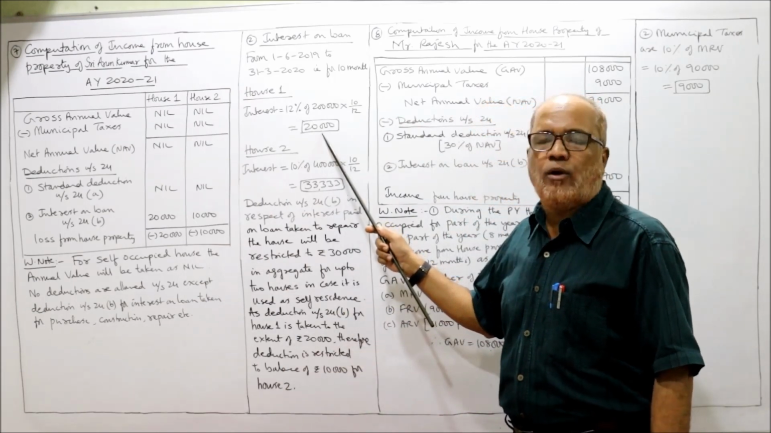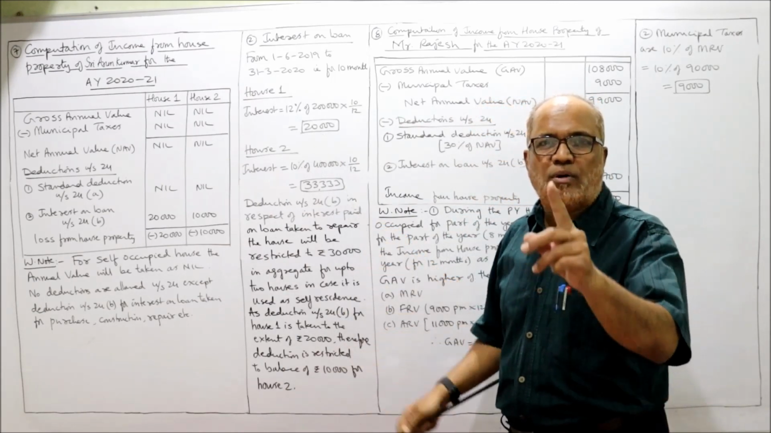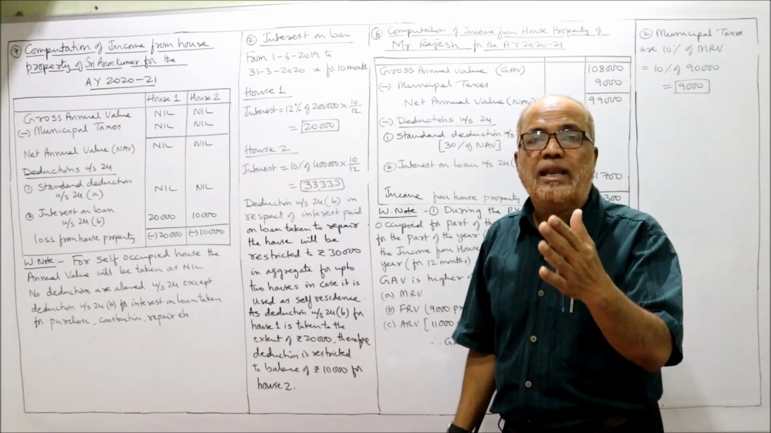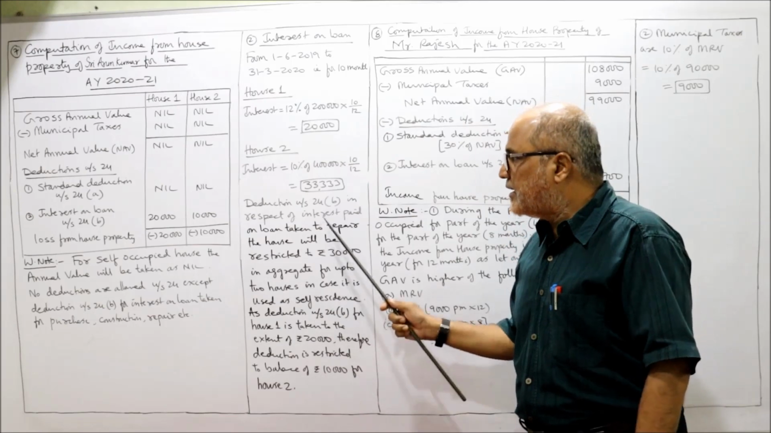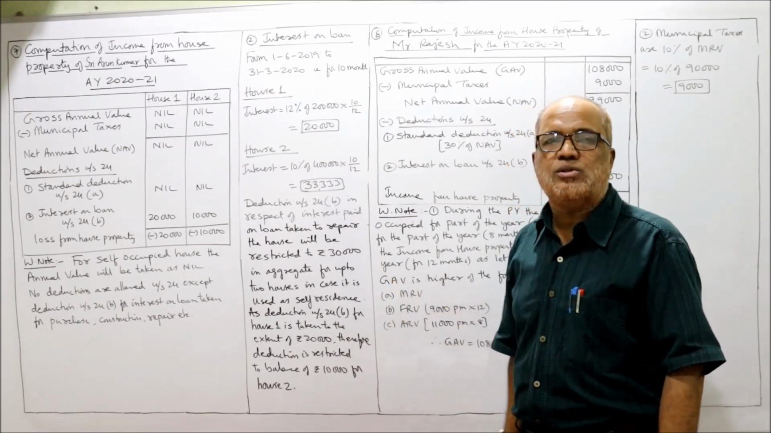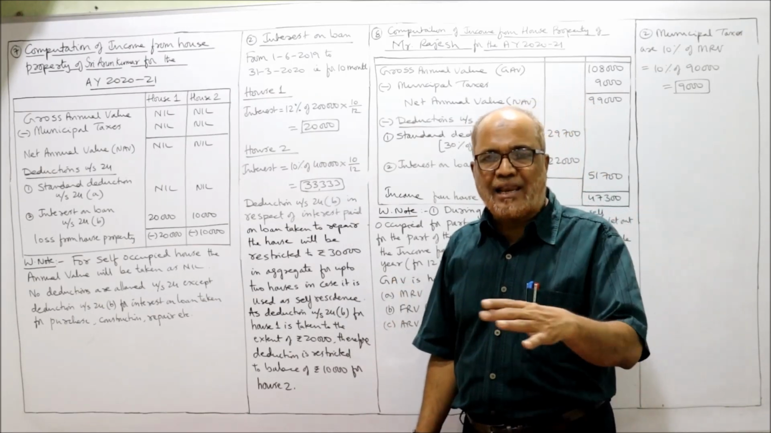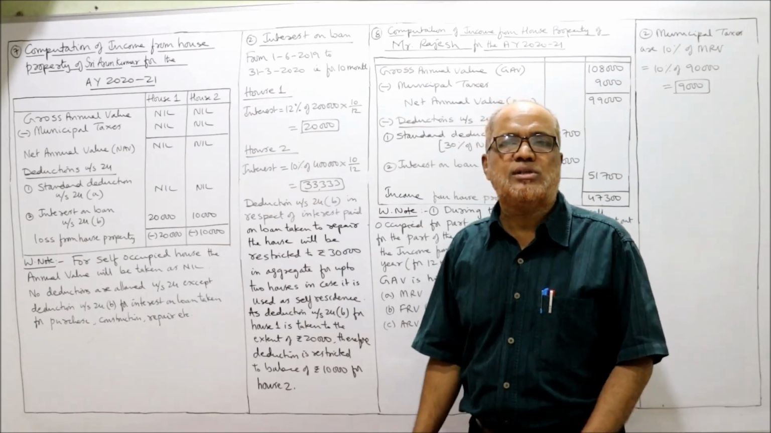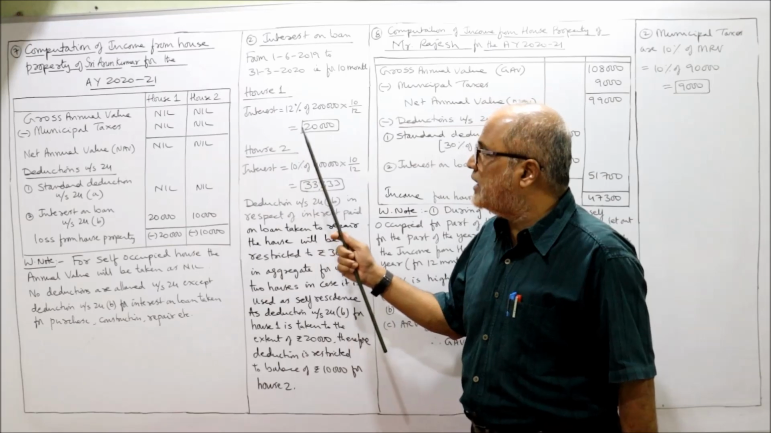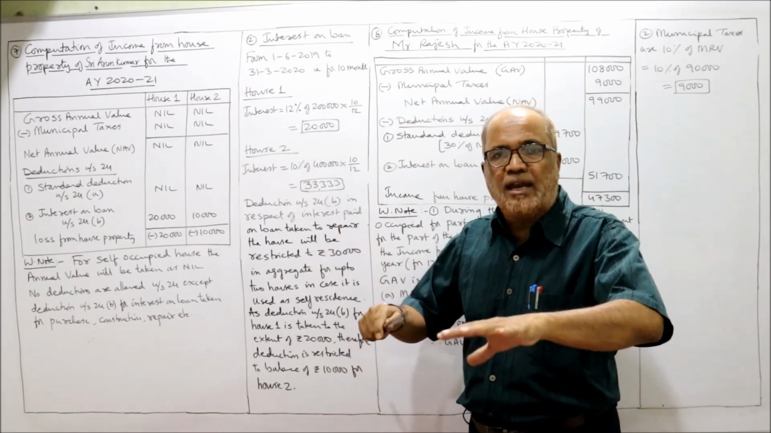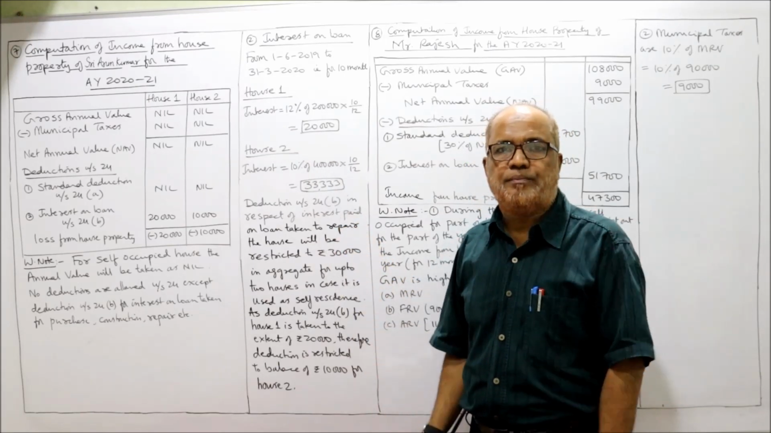20,000 already we have allowed as deduction for house number 1. So remaining only 10,000 will be allowed for house number 2. Actually interest comes to 33,333, but the limit says up to 10,000 because 20,000 already we have allowed. Aggregate total 30,000 will be allowed.